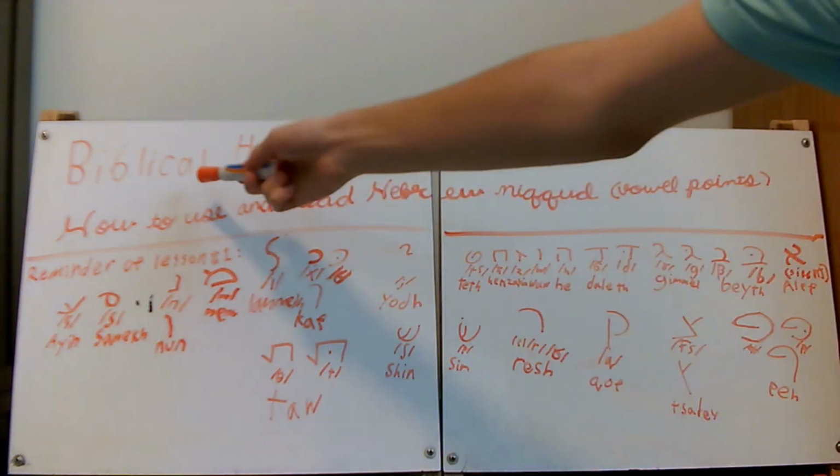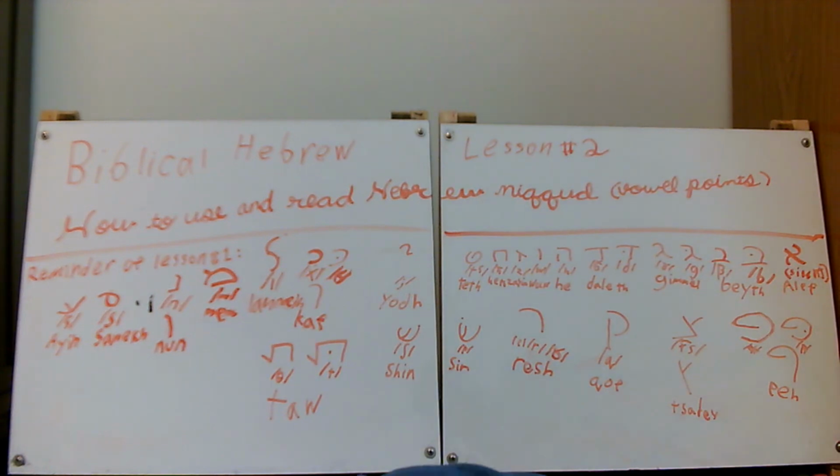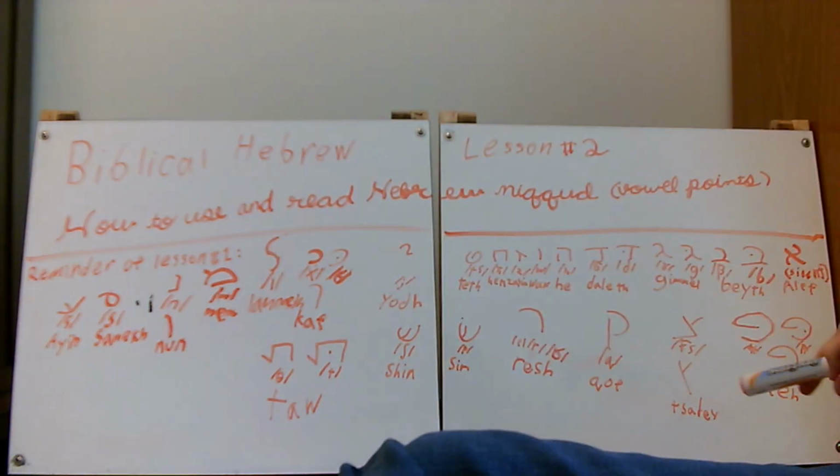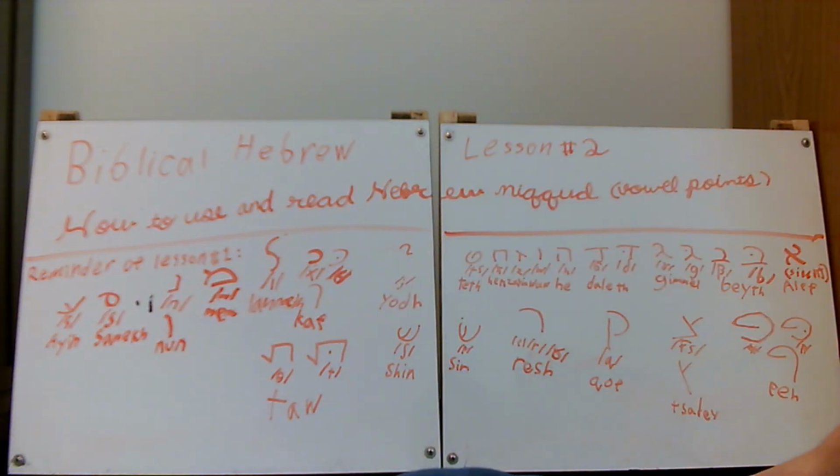We are on Biblical Hebrew Lesson 2. How to use and read Hebrew Niqqud. Those are vowel points. They're how you write vowels. A reminder of the previous lesson. We have the Aleph Beth. I will read it once, just as a reminder.